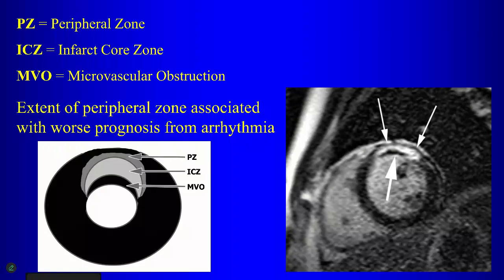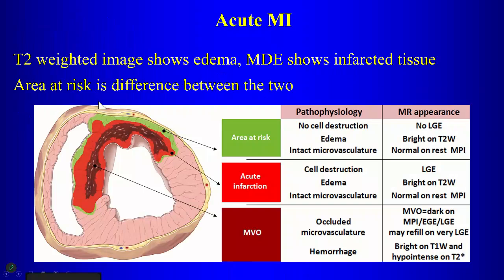So the area here in the center that does not enhance is the region of microvascular obstruction. The region around that that does enhance, this is infarcted myocardium. And then adjacent to that, you will have a region that is bright on T2-weighted imaging but is not enhancing on your delayed enhancement. So this area is edema that still contains viable tissue. That's considered the area at risk. So that is ischemic tissue that is still viable, but that's the area at risk. There's edema in that region. Okay?